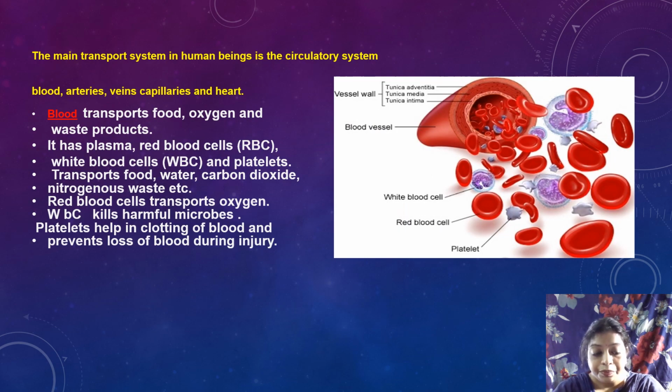The next one will be the transport system in human beings. The main transport system in human beings is the circulatory system. So when you talk about the circulatory system, it comprises the blood, the arteries, the veins, the capillaries, and finally the heart. So far I was explaining what an artery is, what a vein is, what capillaries are. But now let's go into the next important transport system, which is the blood.